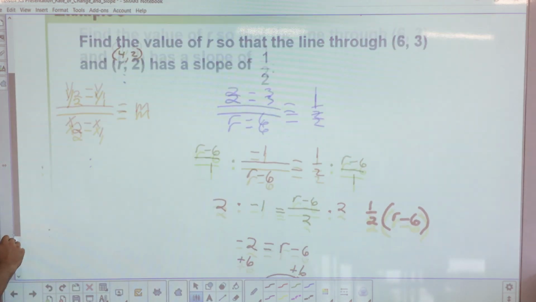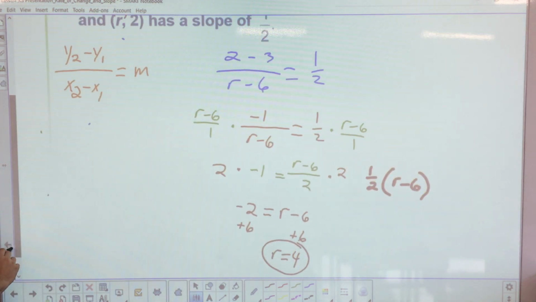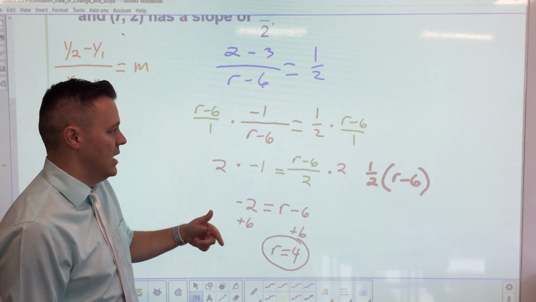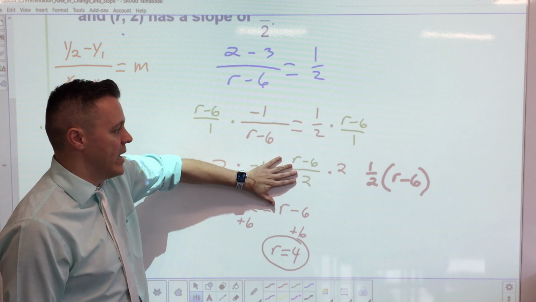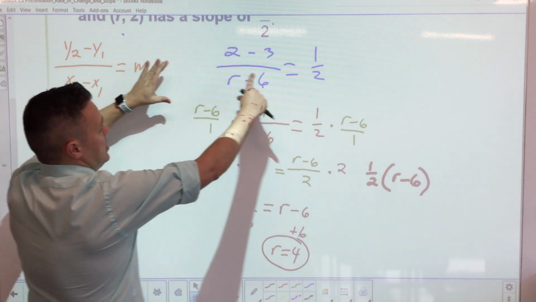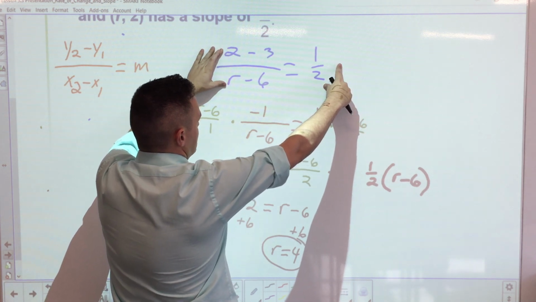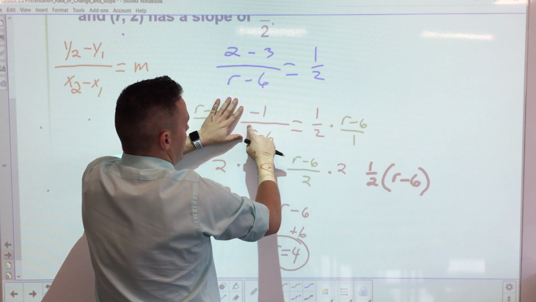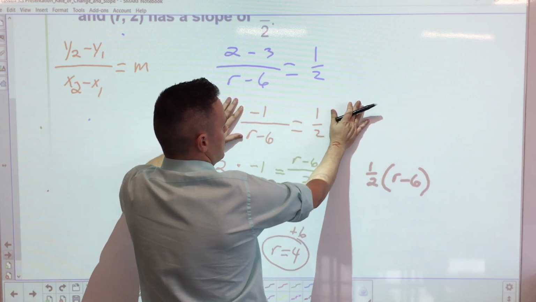Let me put the math back up. If I went too fast, rewind the video, back it up, look at it again, okay? Please understand how I got here, all right? You're looking for, here's your original equation, here's your substituting into the points, okay? Then you simplify. 2 minus 3 is -1, r over 6, and then it's 1/2.